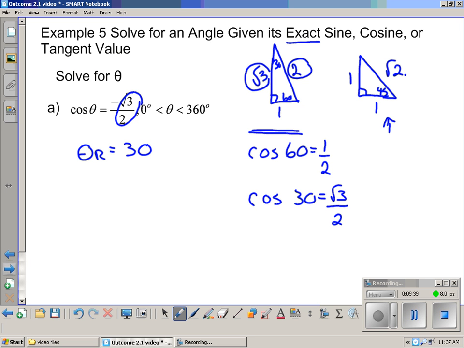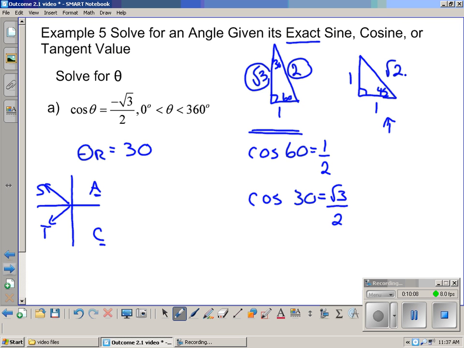I now need to look at where we could end up with that negative sign. So what quadrants do I have to be in order for cosine to end up negative? Our CAST rule that we just wrote said that cosine is positive here and positive here. So the only two quadrants where cosine could be negative is in quadrant 2 and in quadrant 3.